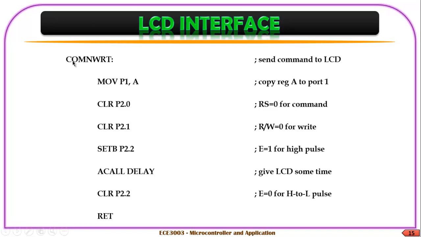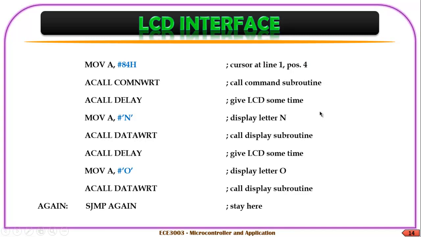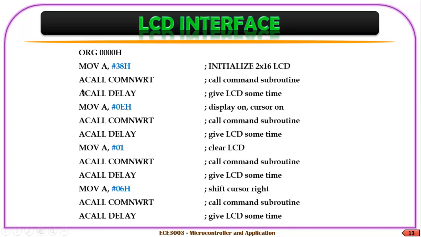So once you come to the command write subroutine, you pass the value received through the accumulator to port 1. After that, I'm setting RS as 0, RW as 0, E equal to 1, and I'm calling the delay, and then making E equal to 0. The only difference between the command write program and the data write program is RS. Register select will be set to 1 for data write operation and set to 0 for command instruction. Once you have received the return instruction, it will come back from the call instruction wherever it left the execution.